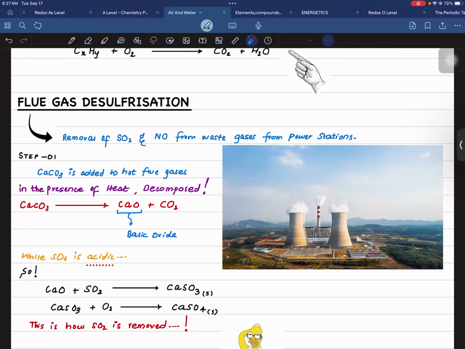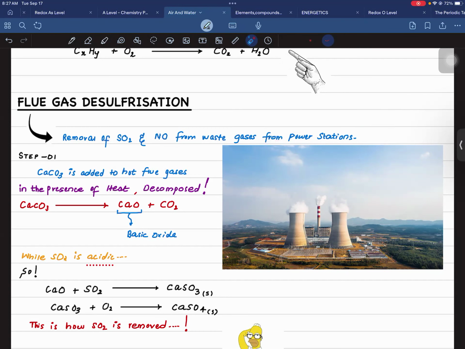So what this method tells, I was telling you when we were discussing sulfur dioxide, that we must know the source of the pollutant, the effect of the pollutant, and the solution of the pollutant. Let's suppose for sulfur dioxide, the source is the combustion of fossil fuel, the effect is acid rain, and the solution is flue gas desulfurization. This is the method by which we can remove SO2 and NO from the waste gases from the power station.